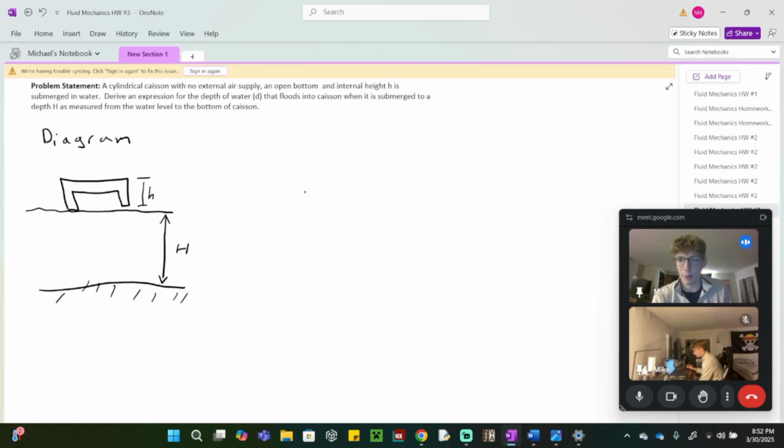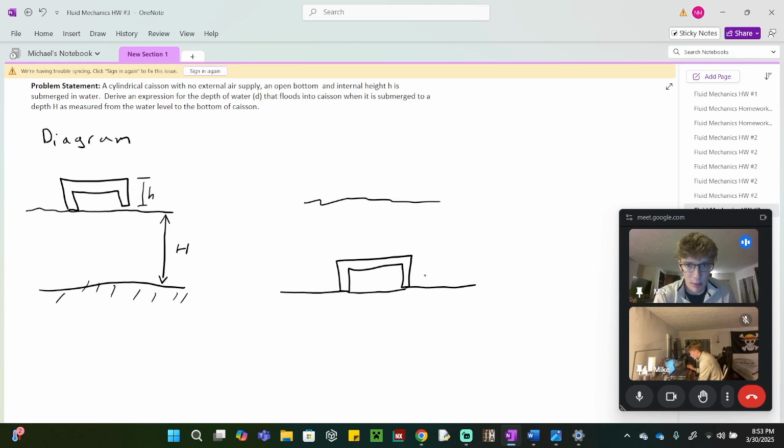Now, for this problem, we're going to drop our cylindrical caisson into the water, therefore increasing the pressure inside of the caisson to keep the water out. But as you can imagine, water will be trying to enter the caisson from each side. And when the caisson begins to fill up, we're going to call this depth of water that fills up small d.